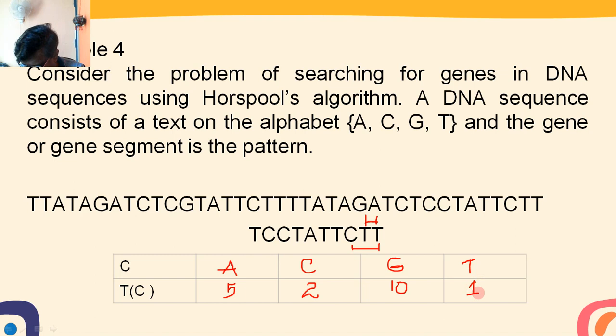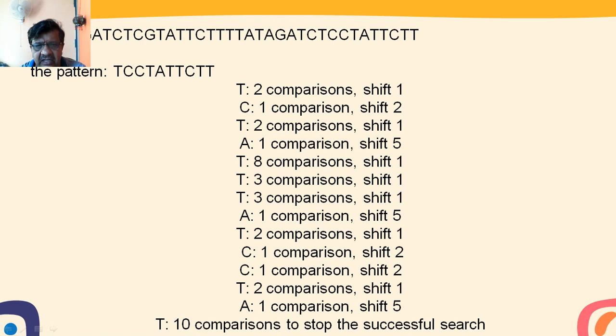If we carefully do this, in the first alignment, T will get matched with this T. Therefore, it will entail 2 comparisons in the shift 1. In the shift 2, C will sit against T. Therefore, the comparisons will be 1 and the shift size is 2. This has been carefully written.